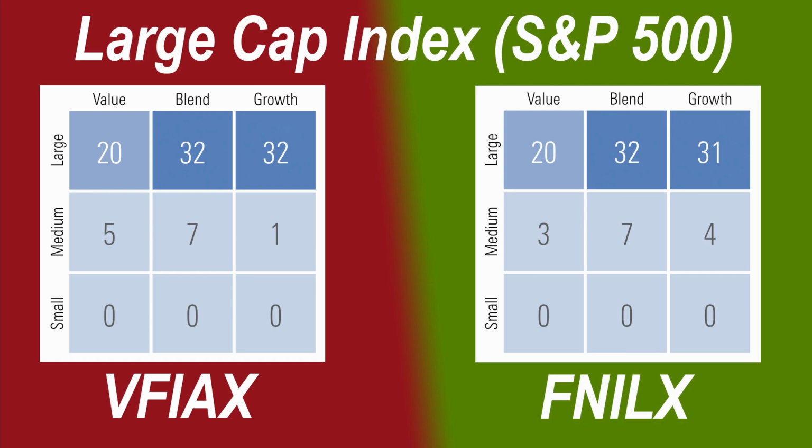Next are the large cap index funds. Vanguard licenses the S&P 500 index. We have VFIAX on the left and FNILX on the right. VFIAX has 2% more in value, while FNILX has 2% more in growth. FNILX has 1% more in medium companies. This isn't a drastic difference overall.